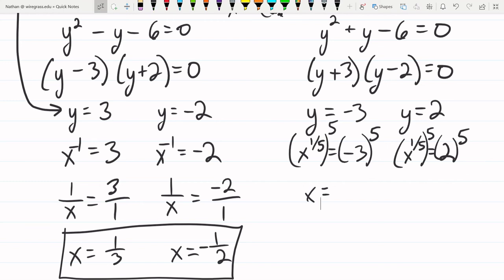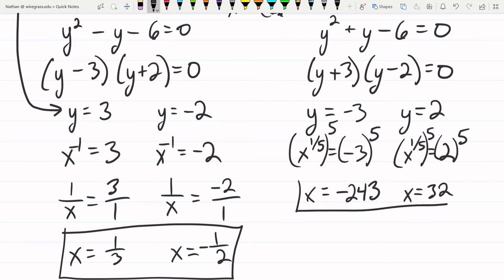It is -243. And the 5th root of 2 is 32. And there are our two answers for that.